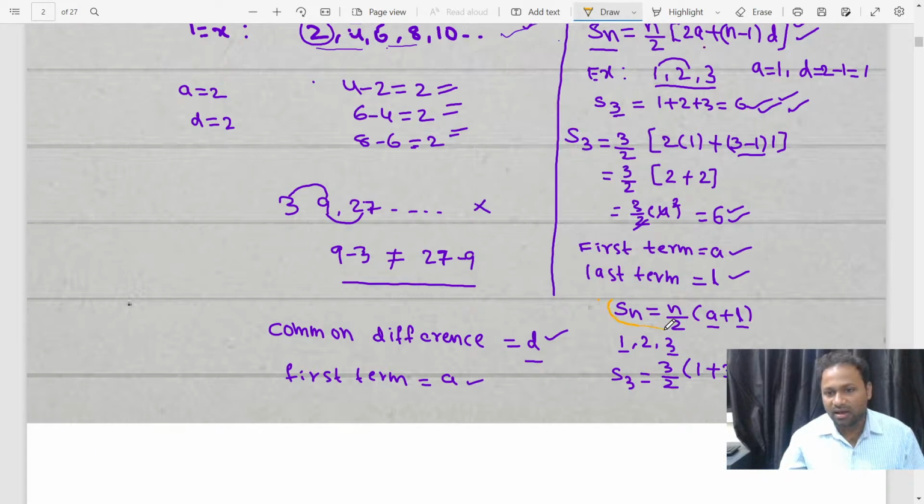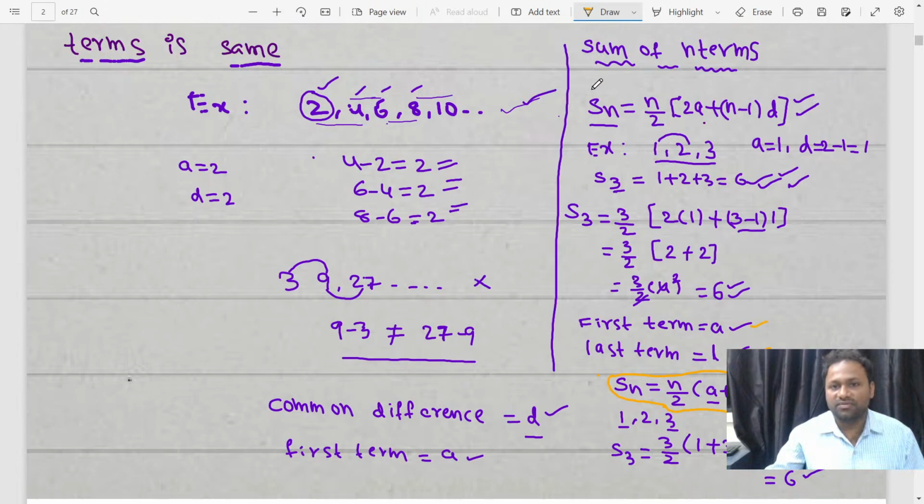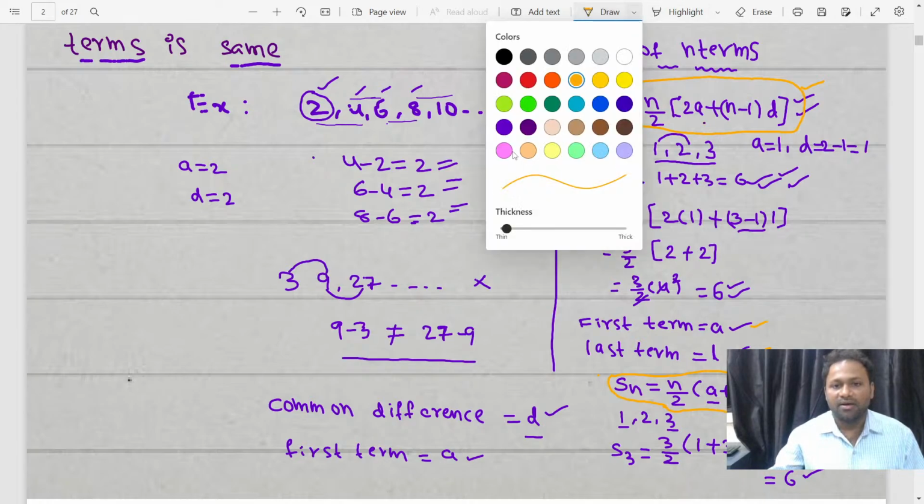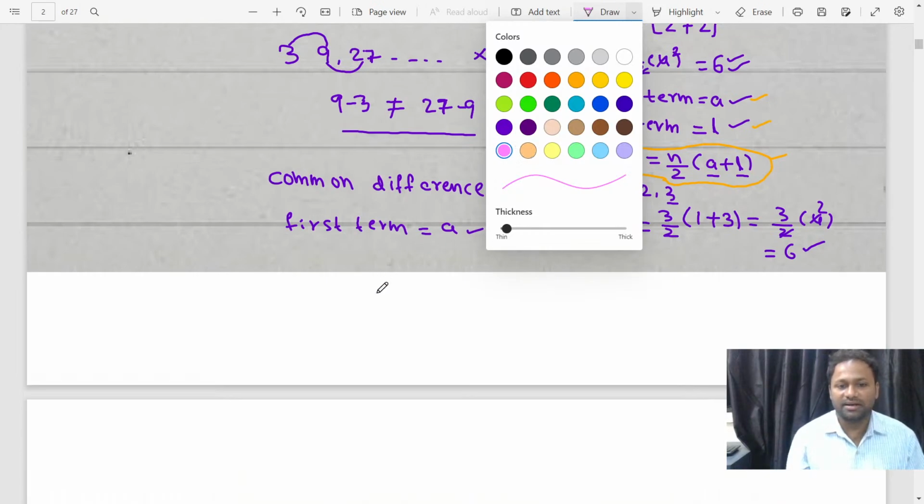This is the formula which is useful for the sum of n terms whenever the first term as well as the last term are given, and this is the formula for Sn whenever the last term is not given. Okay, I think you can note it down. So this is the Sn formula, this is the Sn formula. Right. Next, we will do one more condition, which is also very important.